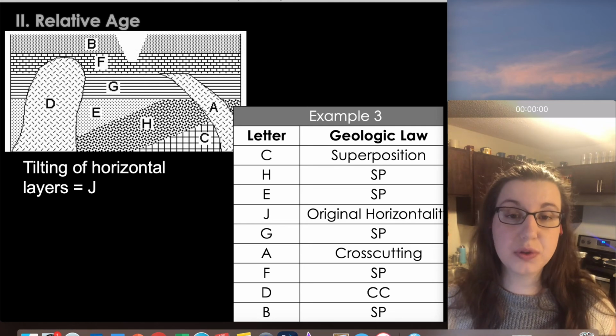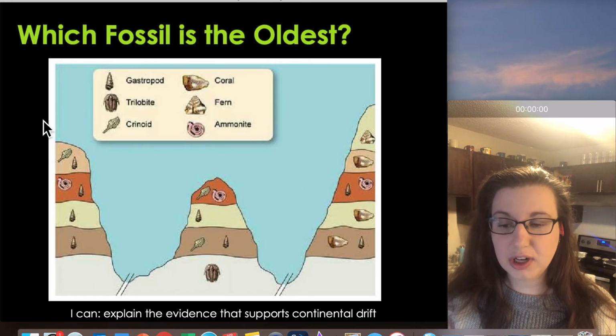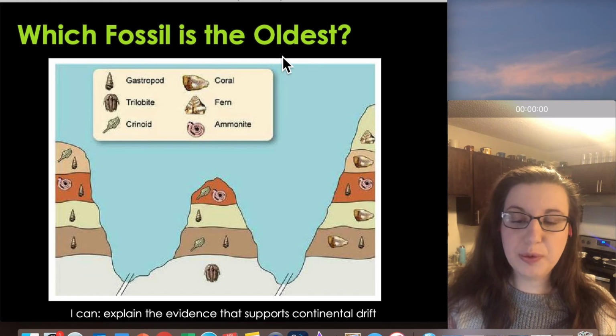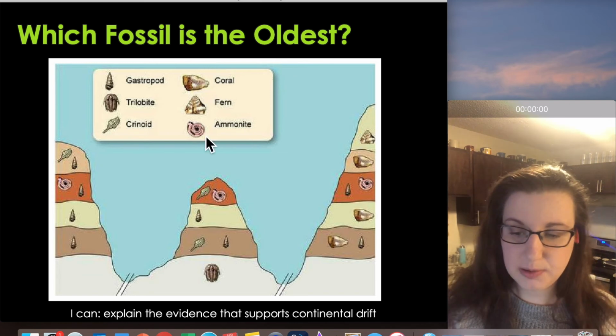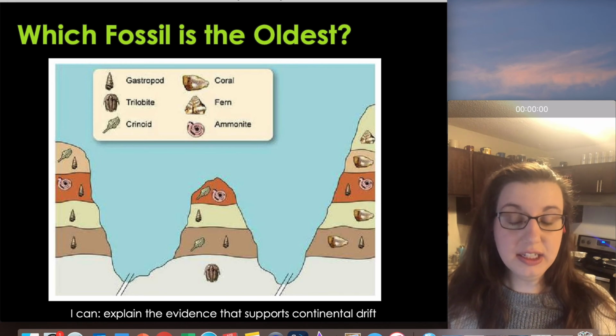I'm also going to post more examples in the extensions folder, so if you want more practice with that. And then we're going to talk briefly about fossils today, just in terms of rock layers. So which fossil is the oldest? So we have these fossils right here and these rock layers. Take a second and pause if you can, and figure out which fossil is the oldest.